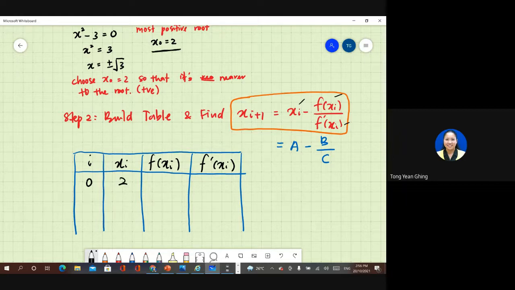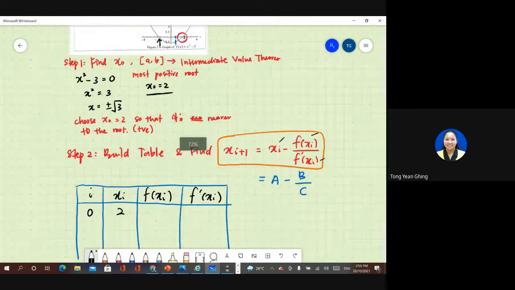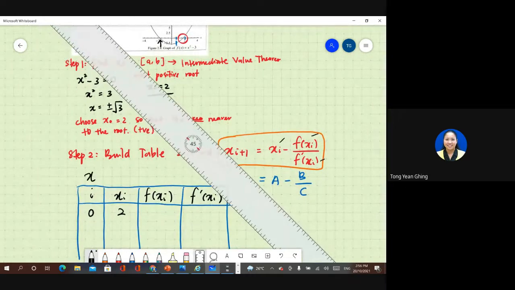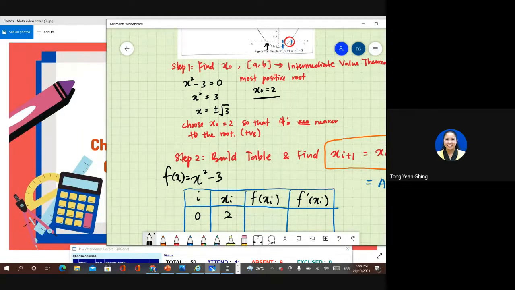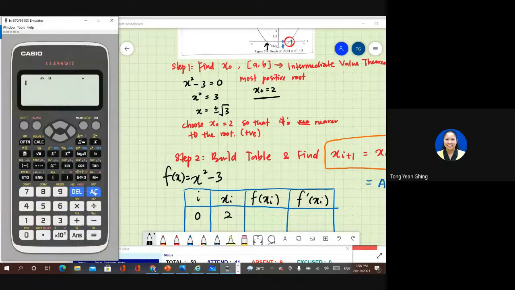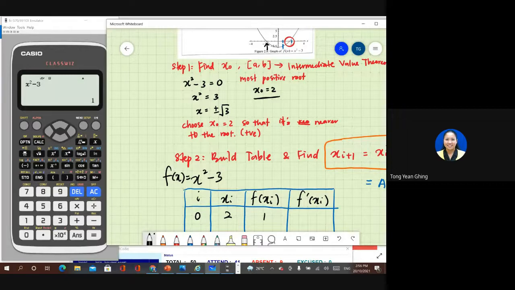Okay. So, using calculator, awak key in je that equation. Bukan formula, equation. x square minus 3. So, alpha x square minus 3. Then calculate 2. So you get 1. Okay.